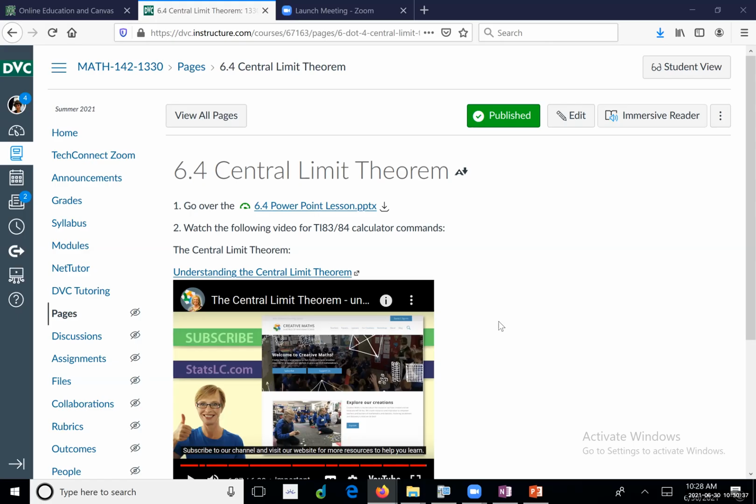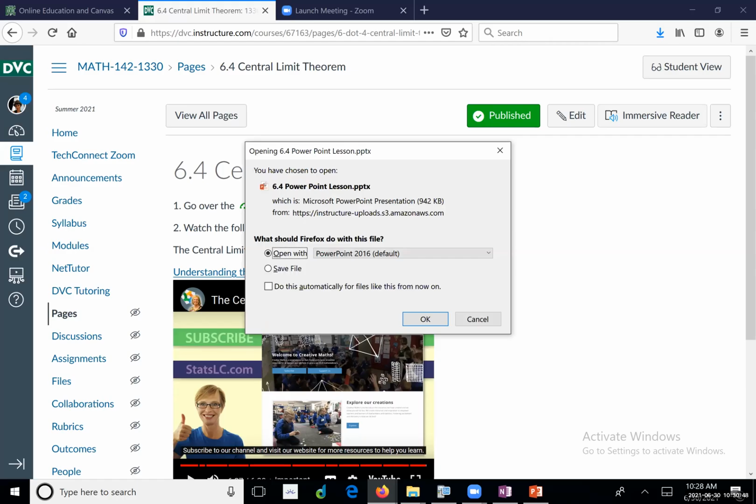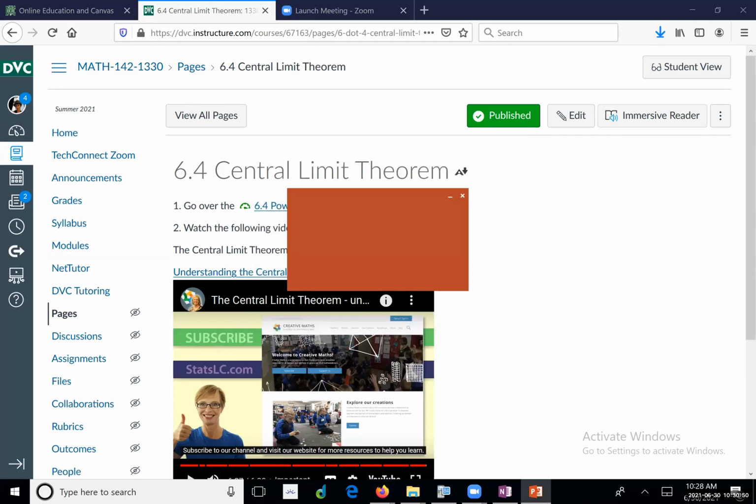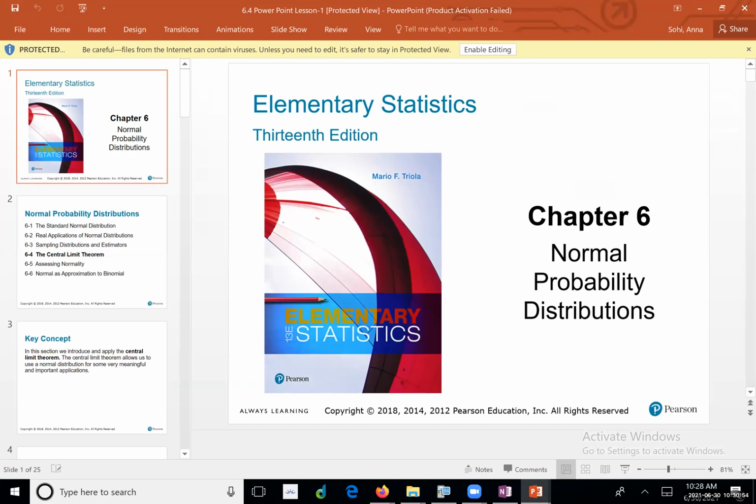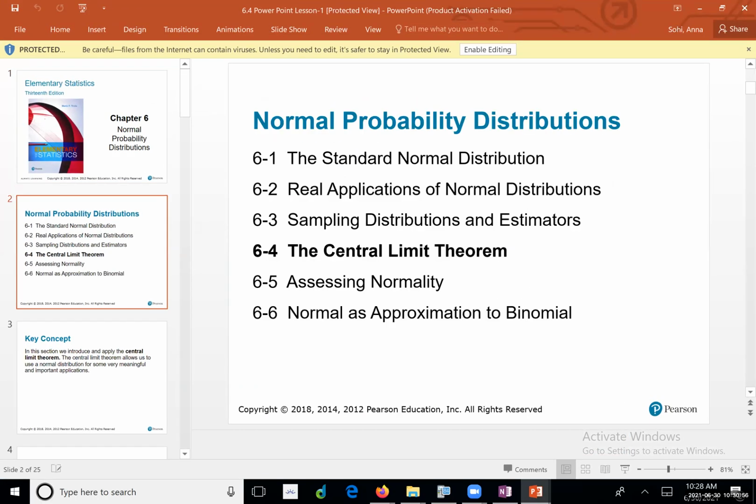Very good. It's going to be larger. The larger the sample size, the better representative of the population. So now let's go to the PowerPoint. Okay.